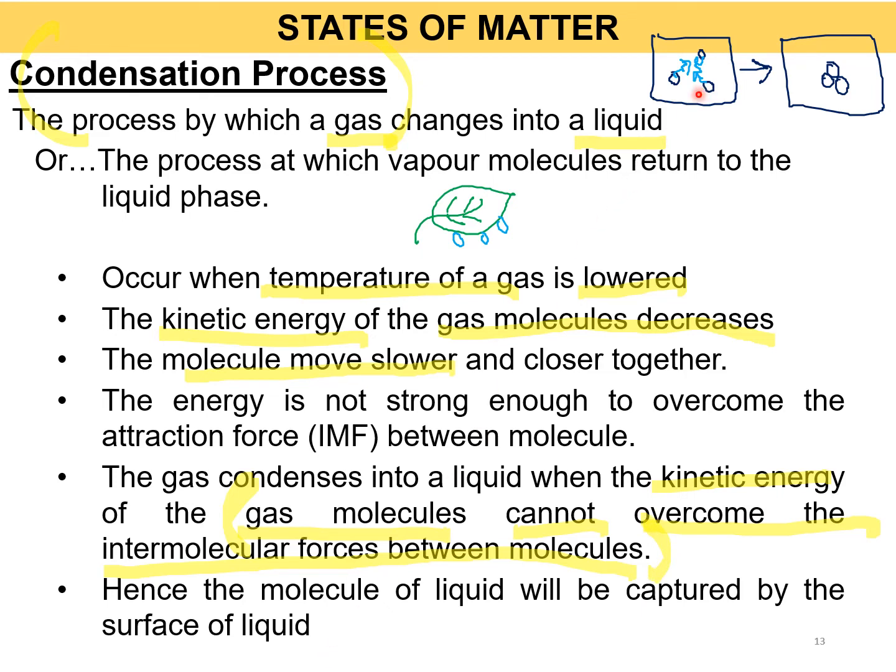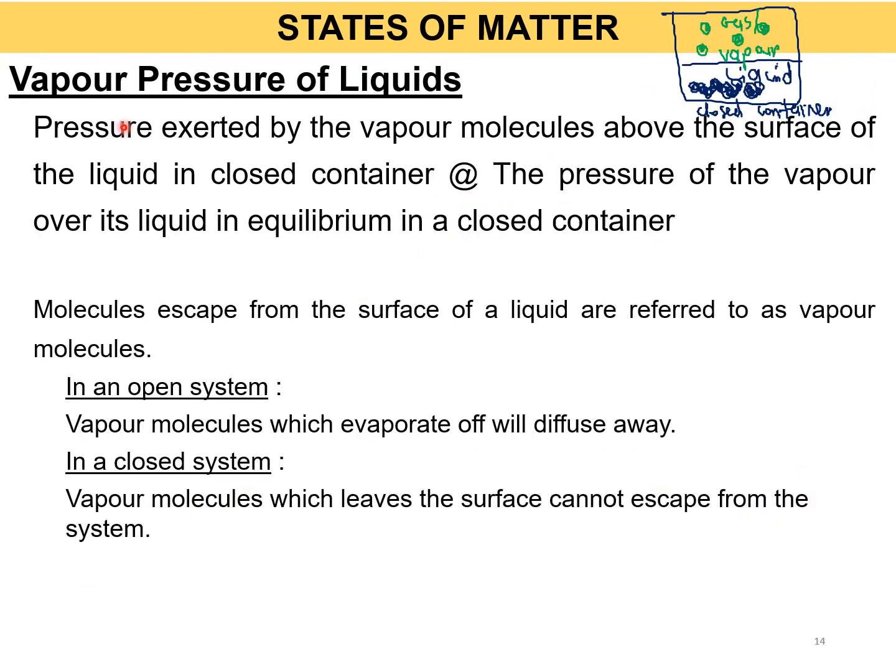Okay, so bila tak ada enough energy to overcome the intermolecular forces between molecule, itulah dia punya gas molecule ni makin lama makin merapat. So bila makin lama makin merapat, jadilah dia lumrah kepada liquid punya molecules, which is liquid punya molecules arranged closely together. Itulah dia macam mana kamu kena describe condensation process.